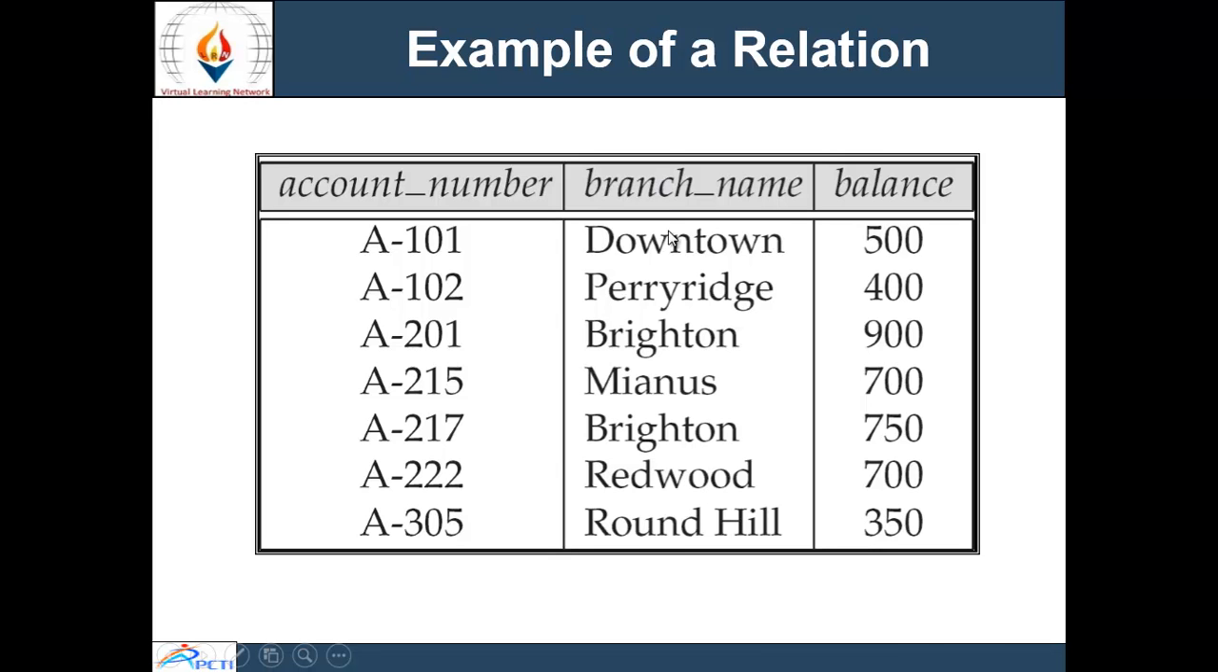Vertically, if we consider, it is a column, or you can say it is a field, it is an attribute of a particular table, that is account number, branch name, and balance. These are the three attributes of this particular relation, and these three attributes have different values associated with them.